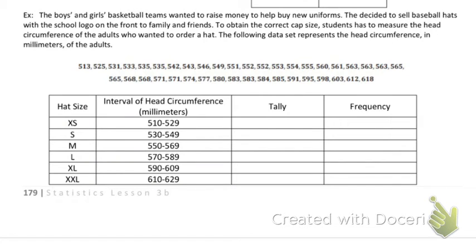All right, the boys and girls basketball team wanted to raise money to help buy new uniforms. They decided to sell baseball hats with the school logo on the front to family and friends. To obtain the correct cap size, students have to measure the circumference of the adults who want to order hats. The following data set represents head circumference in millimeters of the adults. Well, you get an extra small size if your head size is between here and here. Small if you're between 530 and 549. Now, what might be wrong with these scales?